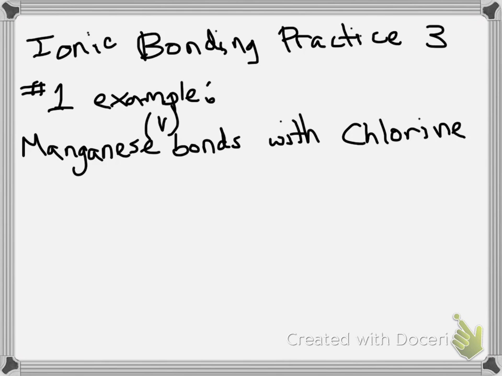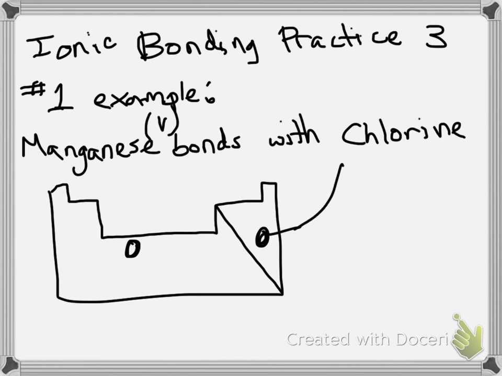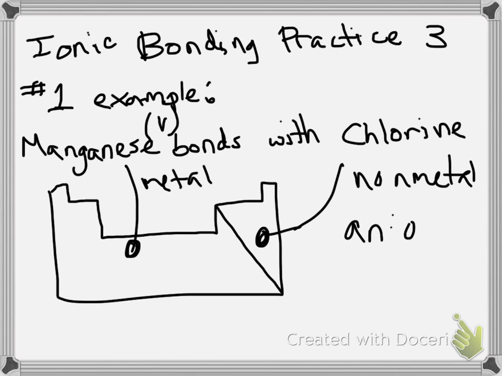So the first thing we need to do is figure out what is our cation and what is our anion. If you look at the periodic table, this is a rough sketch of it. Manganese is located right around here, and chlorine is located right around here. Here's our separation between metals and nonmetals. So as we can see, chlorine is a nonmetal, and manganese is a metal, which means that chlorine will be our anion, and manganese will be our cation.